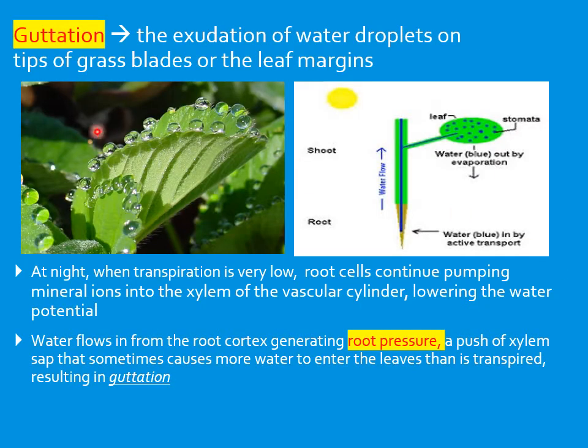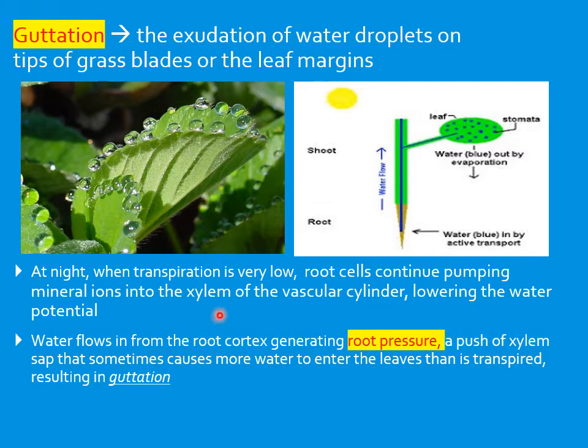Now another condition is called guttation, means the water droplet exudes from the tips of grass blade or leaf margin. Kadang-kadang kalau pagi-pagi tengok ada macam titisan air, macam daun ni menangis kan, keluar air mata kat ujung-ujung kan. Sebenarnya ini adalah what they call as guttation. Now how does that happen?